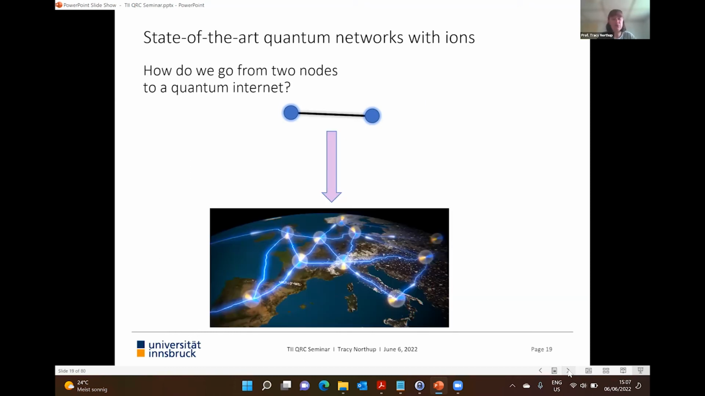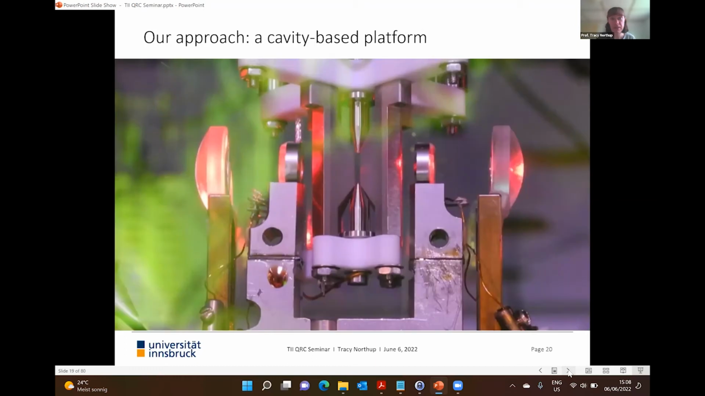Right, how do we go from these 2-node state-of-the-art experiments, which are maybe just over a few meters in the same laboratory, to this vision of a quantum internet, on the scales of countries or continents? So we're not going to do that in this talk today, but I want to try to show you how we're trying to move this forward.